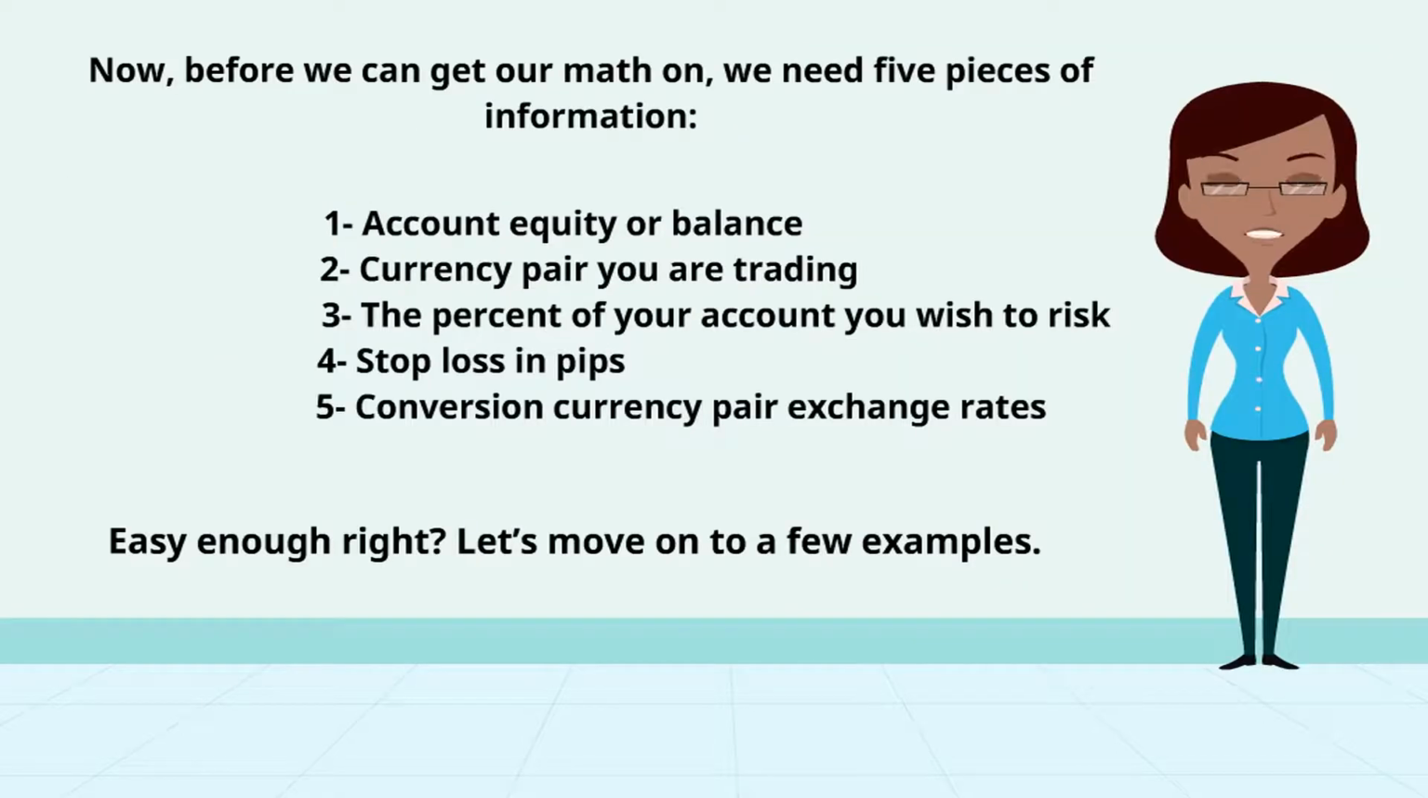Now, before we can get our math on, we need 5 pieces of information. Account equity or balance. Currency pair you are trading. The percent of your account you wish to risk. Stop loss in pips. Conversion currency pair exchange rates. Easy enough, right? Let's move on to a few examples.